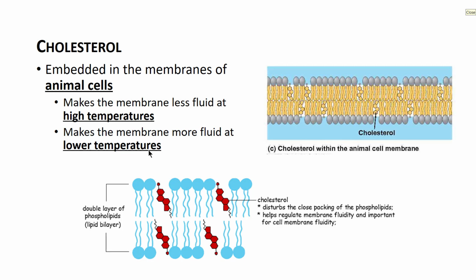It keeps the movement of the phospholipids more in the right range, even as the temperature goes too high or too low. Now there's still a maximum range, so even with cholesterol you can still go too high or too low, but it does maintain a little wider range of fluid equilibrium due to the presence of cholesterol. So that's one of the things that cholesterol does there.